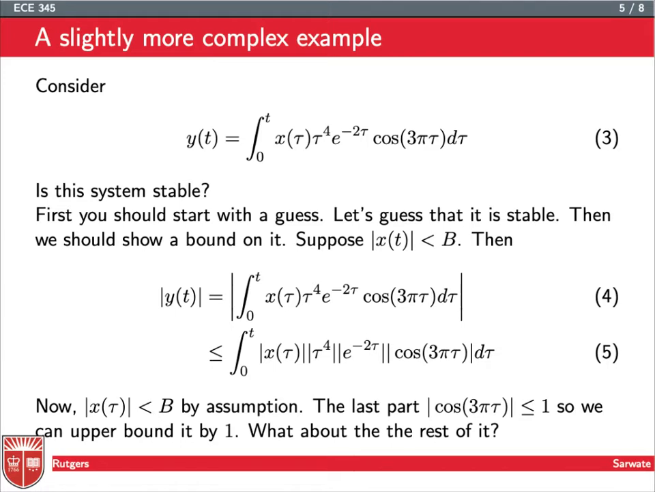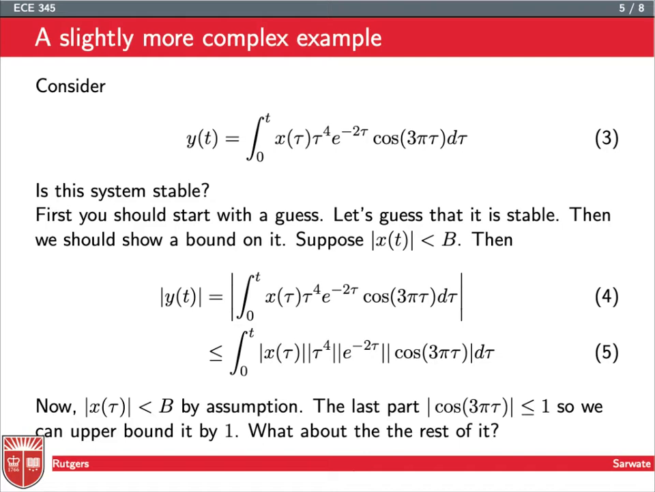So we have to show a bound on it. Suppose x of t is bounded by b. Then if we take the magnitude of y of t, what we want to do is develop a sequence of upper bounds on the magnitude of y of t, plug in our x of t, and show that this upper bound is still finite. Okay, so let's look at this.